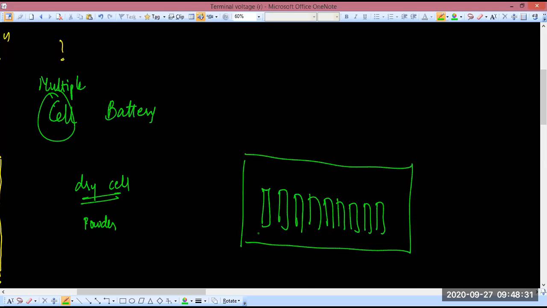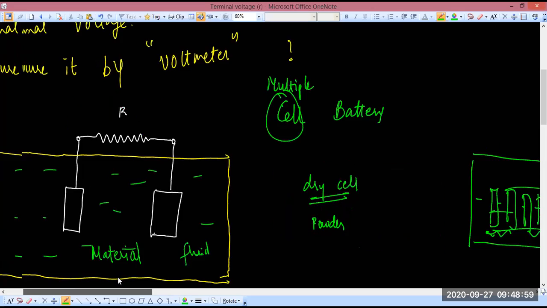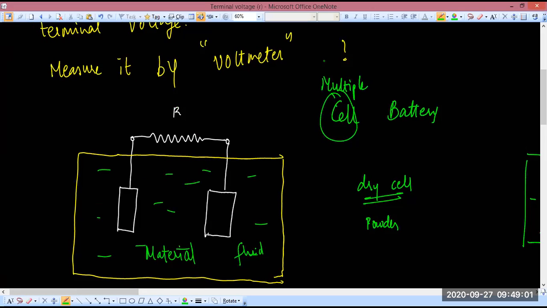So these are multiple cells, cell 1, cell 2, cell 3, cell 4, cell 5, and in between everywhere there is a material. If it's a liquid or lead acid battery, then there is a fluid. In some batteries there is something like a gel, but there's nothing much to worry about in all that. Whether it's a cell or a battery, it makes no difference to this discussion.